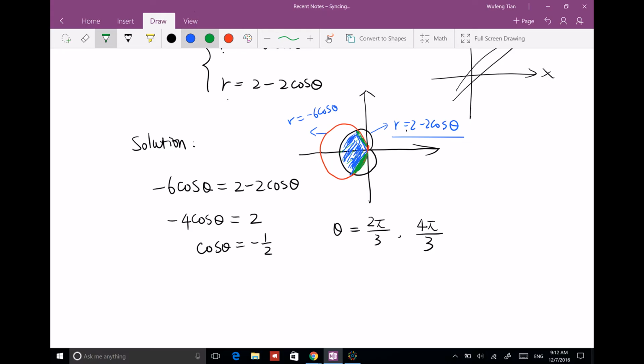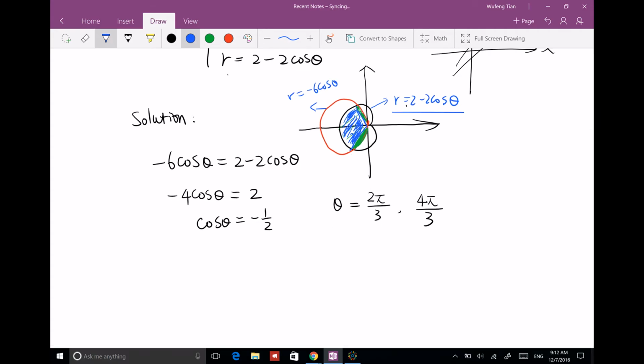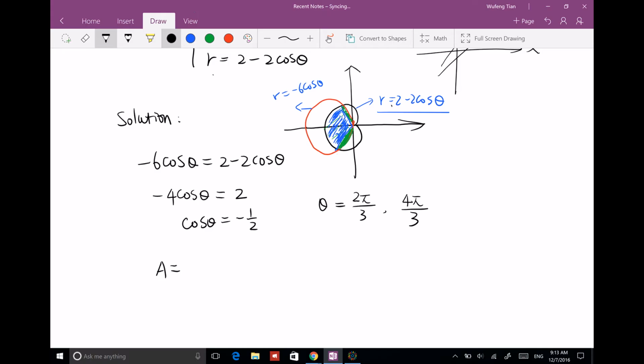So if you do that, first find the blue part. The blue one is the area. So I can just do A equals, since they are symmetric, from 2π/3 to π. Since that's symmetric, you can do 2π/3 to 4π/3. It's okay, so you can do half of that.